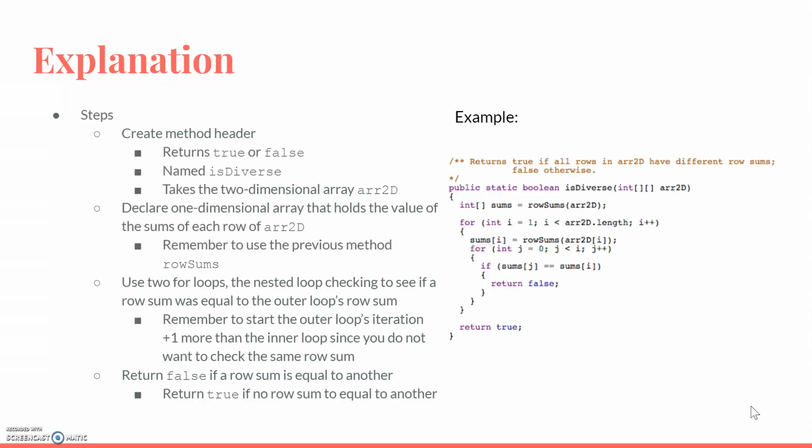The nested loop checks to see if a row sum was equal to the outer loop's row sum. You need to start the inner loop's iteration one more than the outer loop's, since you do not want to check the same row sum. And if a row sum is equal to another, you return false. If not, it is true. And then here's an example off to the side. And that's it for this.